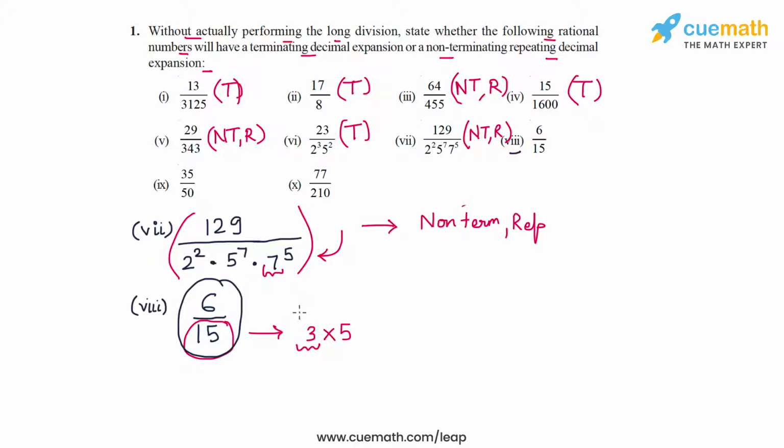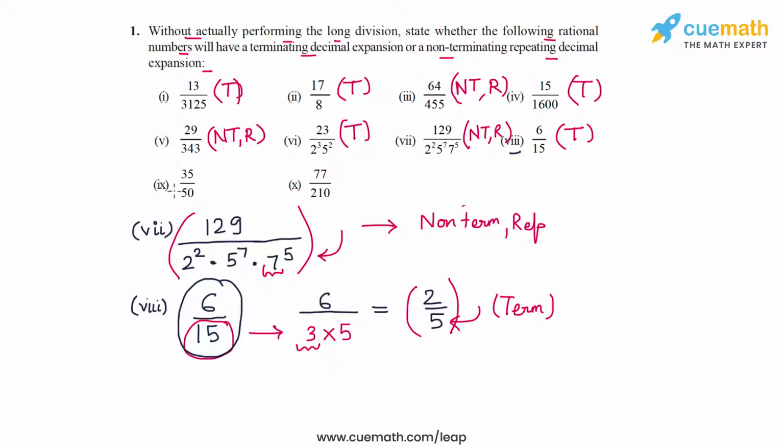So 6 by 15 is actually 6 by 3 into 5, which is 2 by 5. And in this lowest form, the denominator has only 5 in it. It has no prime factors other than 2s and 5s. It has just 5 in it. So the decimal expansion of 6 by 15 will actually be terminating. So it will have a terminating decimal expansion.